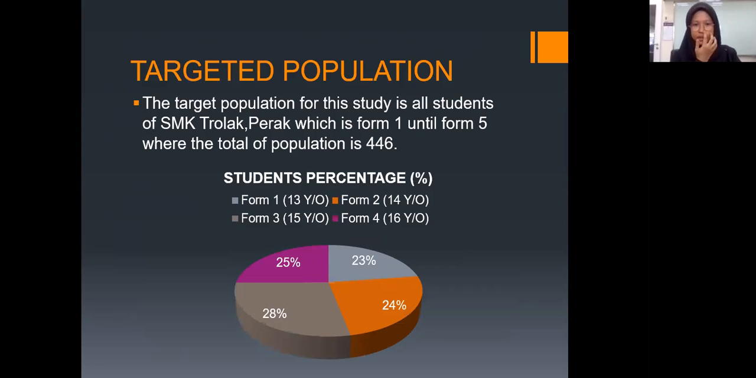So our sample is from Form 1 until Form 4. Form 1 is 30% of them, Form 2 is 24%, Form 3 is 28%, and Form 4 is 25%.